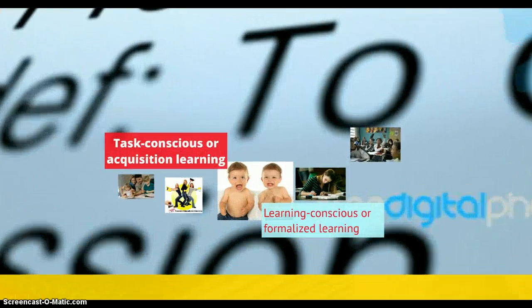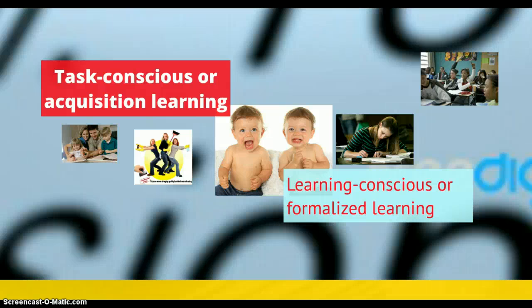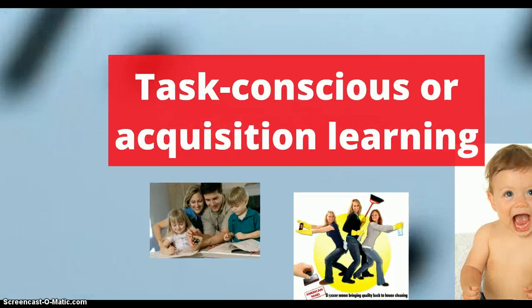Rogers sets out two contrasting approaches: task conscious or acquisition learning, and learning conscious or formalized learning. Basically, task conscious or acquisition learning is seen as ongoing all the time. It is concrete, immediate, and confined to a specific activity, like the learning involved in parenting or running a home. Here, the learner may not be conscious of learning. They are usually aware of a specific task in hand.